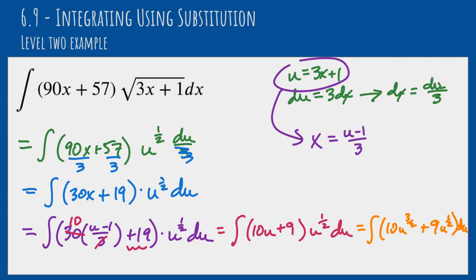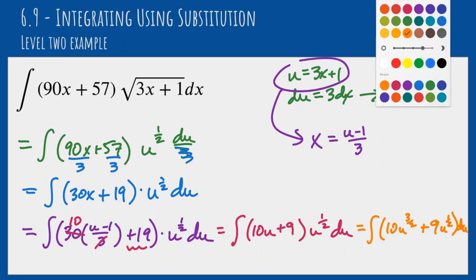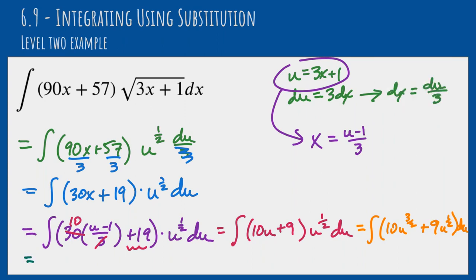Okay, now we can take the antiderivative at this point using the power rule on each term. So we're going to have u to the 5 halves, and then 2/5 out front times 10, plus, got the 9 there, it's going to be u to the 3 halves times 2/3. And then when we take the antiderivative, make sure you remember the plus c. And we can do some simplifying with that. So we're going to get a 4 in the coefficient here. We're going to get a 6 in the coefficient here.